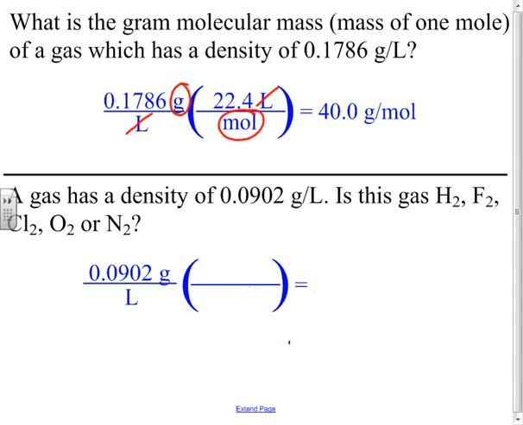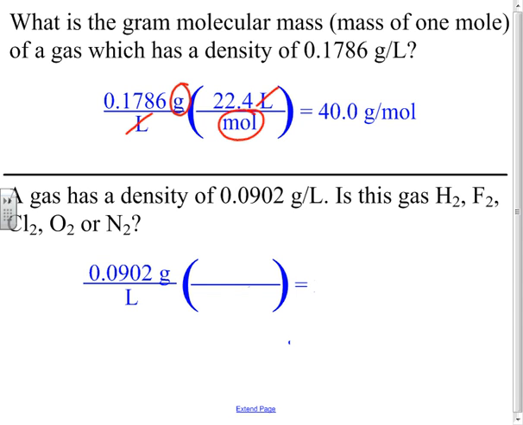We can carry this one step further. In analytical chemistry, we wish to identify unknowns. Mass and volume are things that can be easily measured in the laboratory. So say a laboratory collects a gas, measures its mass and volume, and finds its density to be 0.0902 grams per liter. Then they want to determine: is this gas hydrogen, fluorine, chlorine, oxygen, or nitrogen gas?